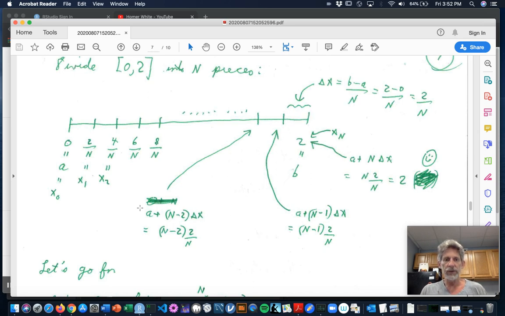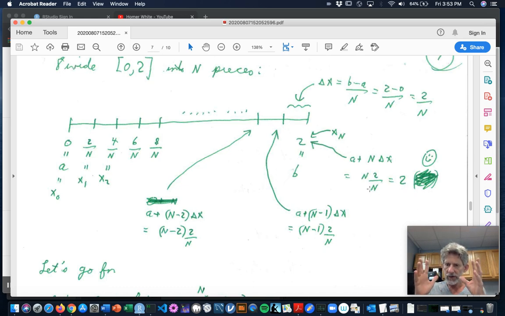x sub n minus 2 must be the a plus n minus 2 of those delta x's. The a was 0. The delta x was 2 over n. And so this is what that point is. Here's the x sub n minus 1. In similar way, it comes out to this. And let's see if it all works out. This should be the a plus n of those delta x's. So it's 0 plus n of those 2 over n's. So it is n times 2 over n. It is 2, just like it's supposed to be. We're happy. Everything's checking out.